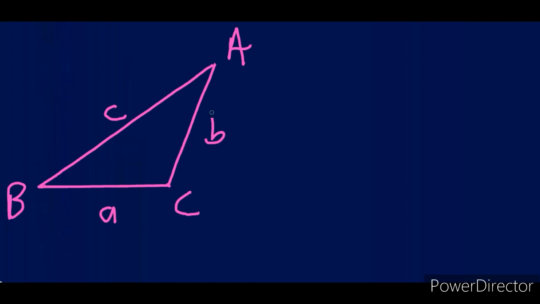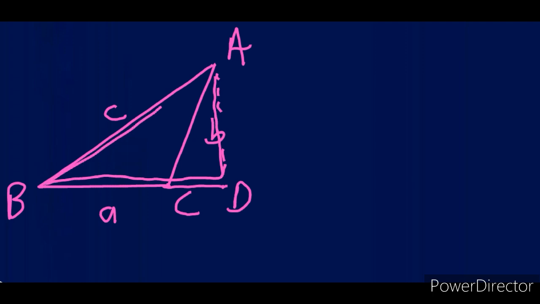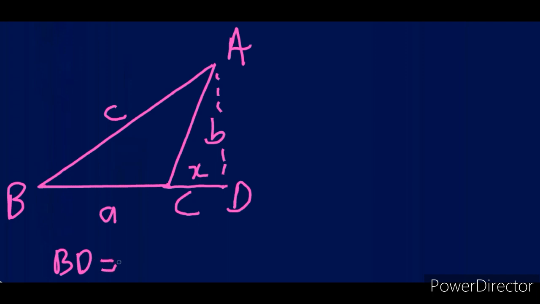Whenever it comes to proving, we always need a perpendicular height. So we're going to construct a perpendicular height. We'll call this point D, and we'll extend this line as well. The reason we're extending it is because we're going to need to use the bigger triangle. And we're going to call this part X as before. If this part is called X and this part is called A, the total of this part is A plus X. So BD is equal to A plus X.